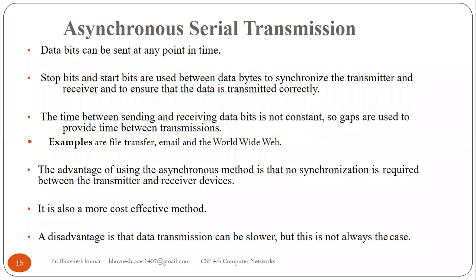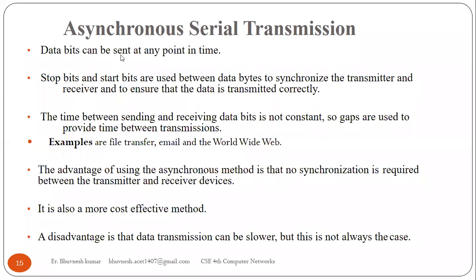Next, in serial transmission, there is asynchronous serial transmission and synchronous. First, we will study what asynchronous serial transmission is. Data bits can be sent at any point in time. That is what asynchronous transmission is. At any time means, if I have a message for you, then you can receive or read that message at any time. If I send that message at 2 p.m., you can read it at 3 also, at 4 also, at the same time also. That concept is called asynchronous serial transmission.